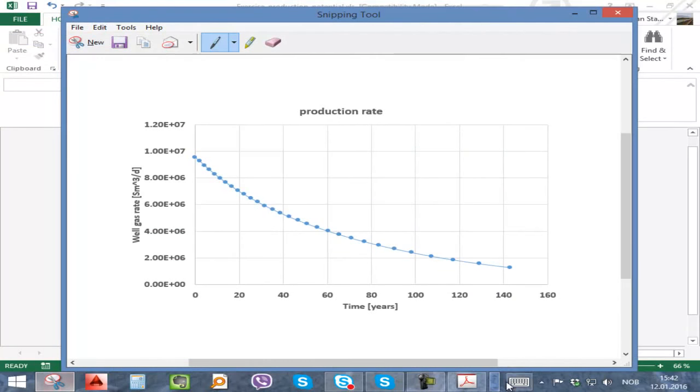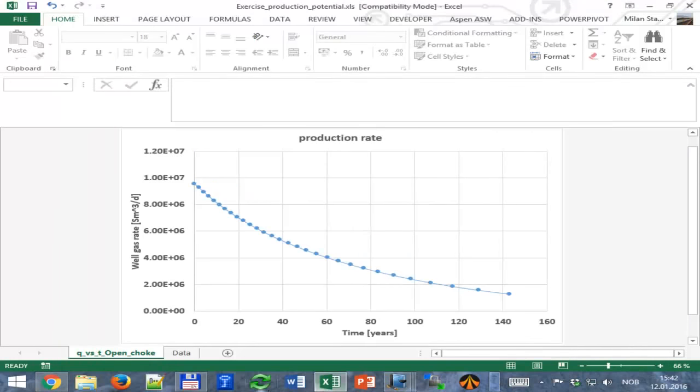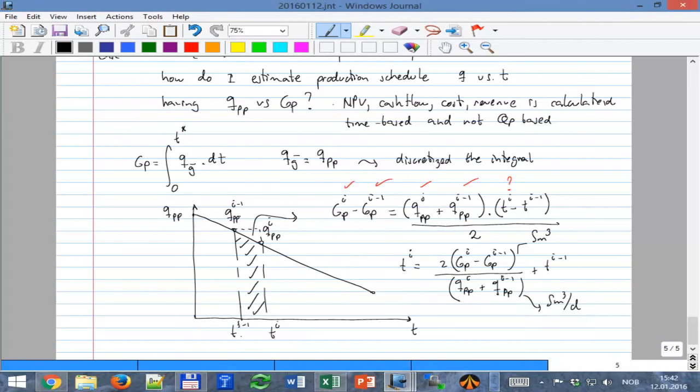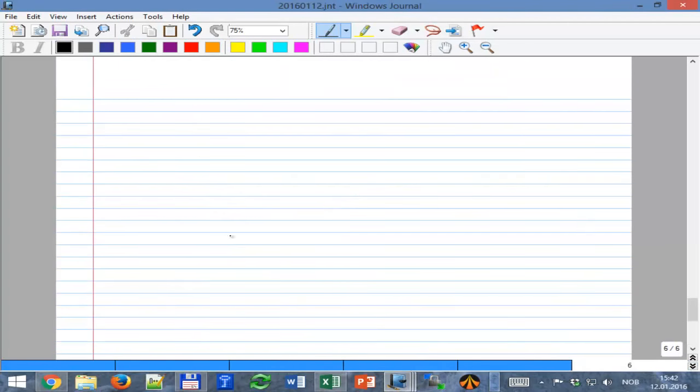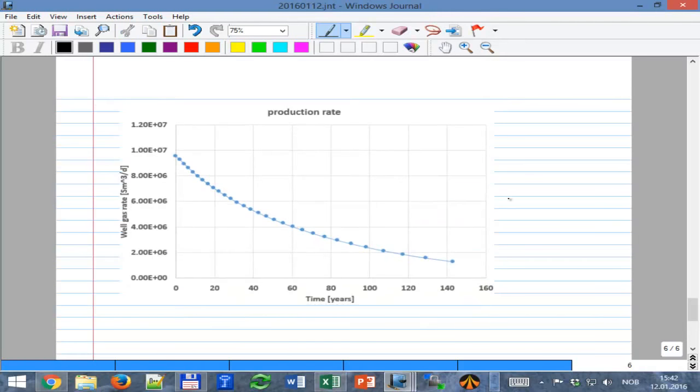Now what happens if, let's say, I want to produce the field with a constant rate. I want to produce the well with a constant rate. Put that here. Okay. Now I don't want to produce at the potential. I want to produce at values lower than the potential for some time. How do I find for how long I will be able to produce that rate?